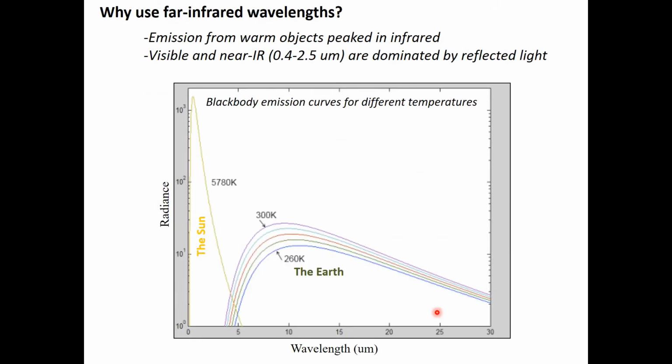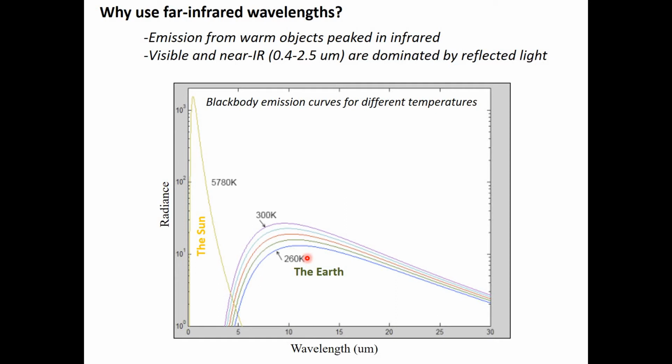So why do we use far infrared wavelengths? The key is that we're usually trying to measure the temperature, at least in earth science, of objects that are relatively cool. Quite often that would be the Earth or the human body, things that are much cooler than, say, a star, like the sun.